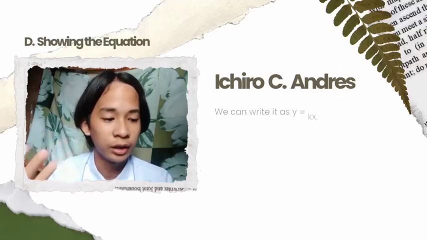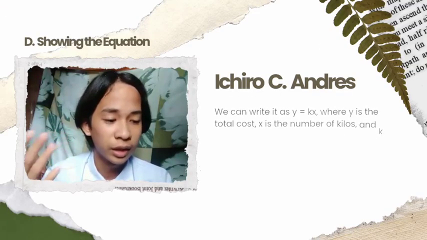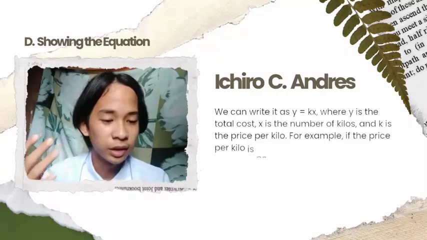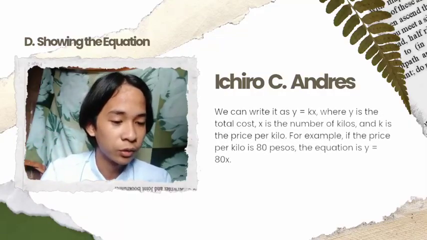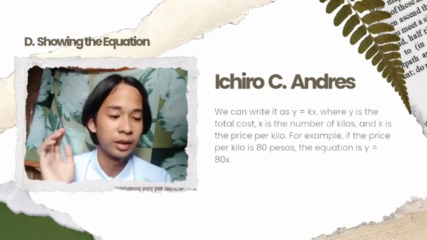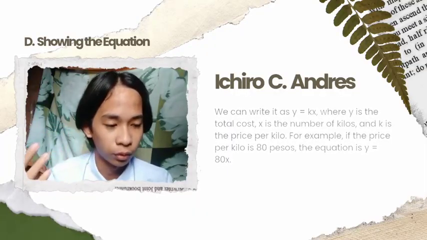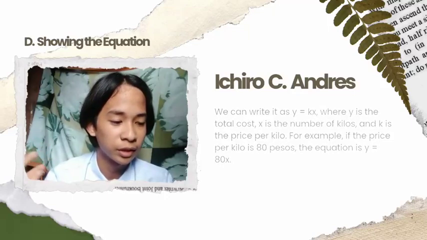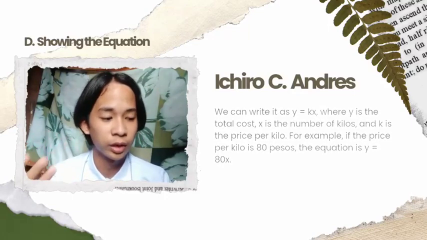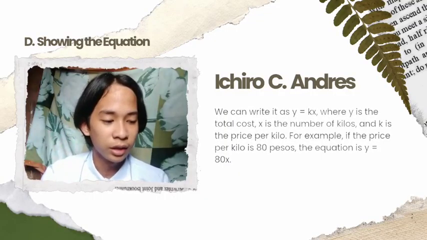We could write it as y equals kx, where y is the total cost, x is the number of kilos, and k is the price per kilo. For example, if the price per kilo is 80 pesos, the equation is y equals 80x.